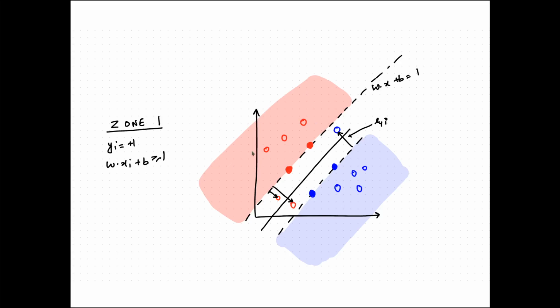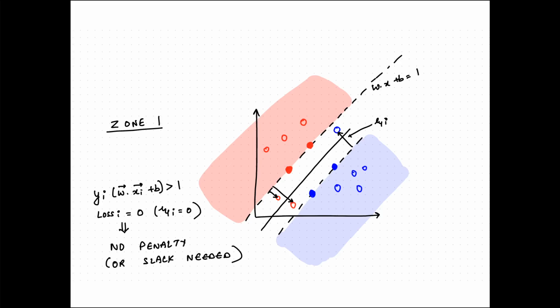So do we need to cut some slack for these points? No, because these are already perfectly classified, right? So we don't need to introduce any loss or any penalty for these examples. Thus we say that epsilon, or psi i, for the ith examples which belong to this zone are all zeros.